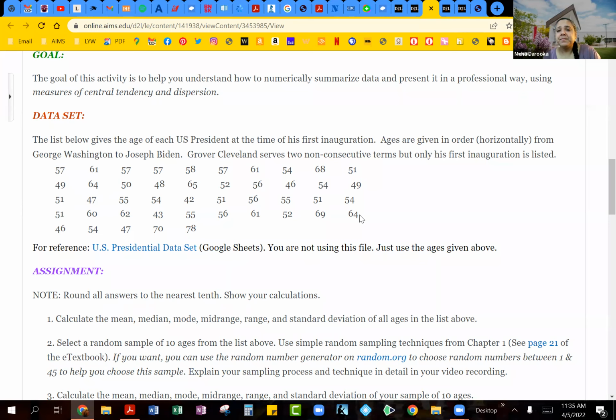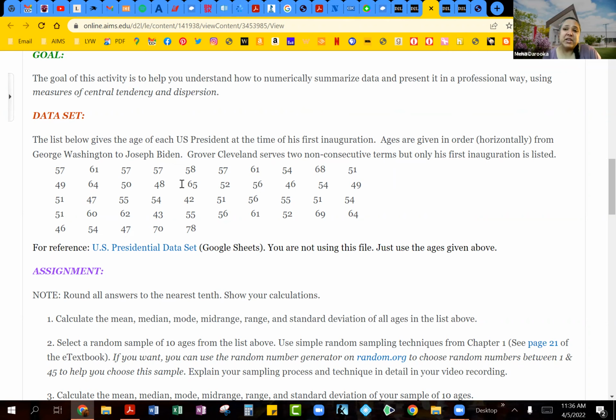31 to 40, and then 41 to 45. Even though Joe Biden is the 46th president, the reason you only have 45 numbers here is because Grover Cleveland served 2 non-consecutive terms. So he was president twice, but he didn't serve them consecutively. So only his age from the first inauguration is listed. So the second time he became president, that age is not listed. So that's why you have one age short over here.